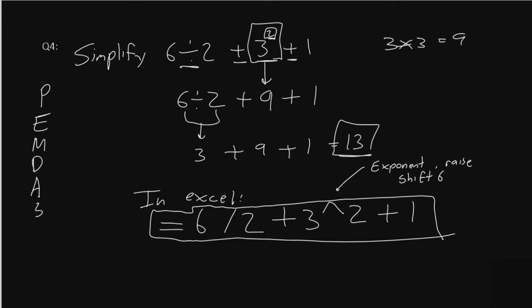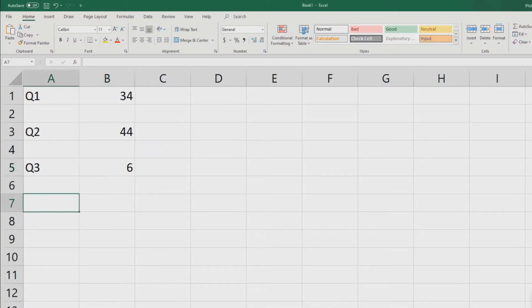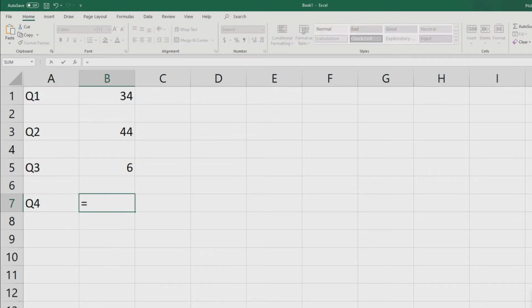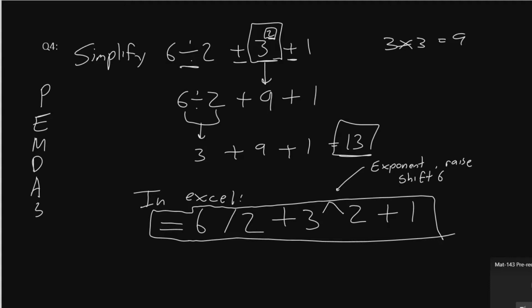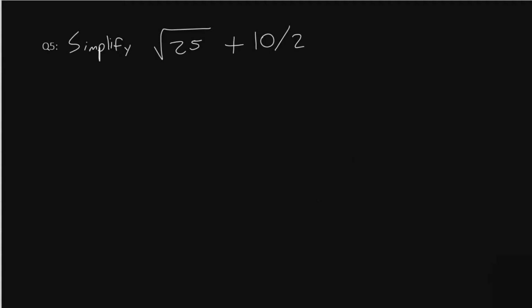So we got to enter this whole thing into Excel to get it to do that. So let's head over to Excel and type that mess in. I'll make a marker here for question 4. And we will say equals 6 divided by 2 plus 3 raised to the second power. Again, the raise symbol is Shift 6, plus 1. And we get 13. And that's exactly what you got previously.